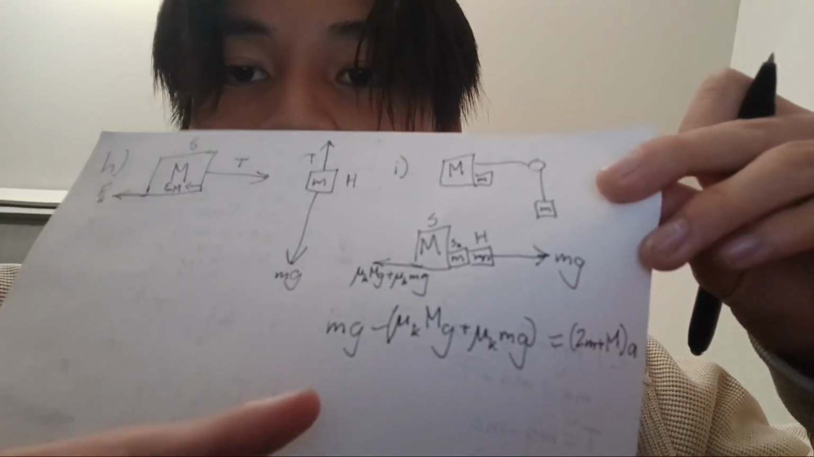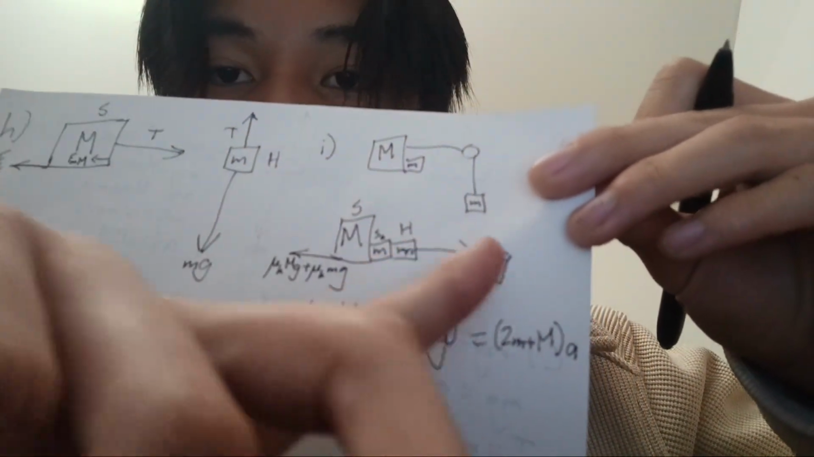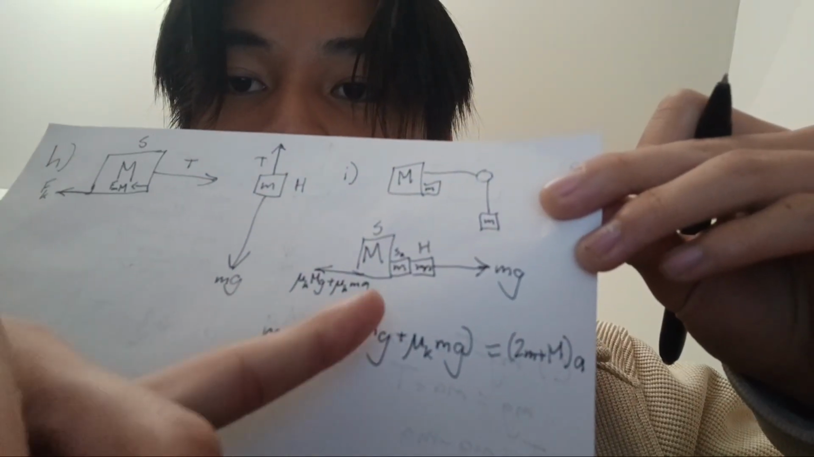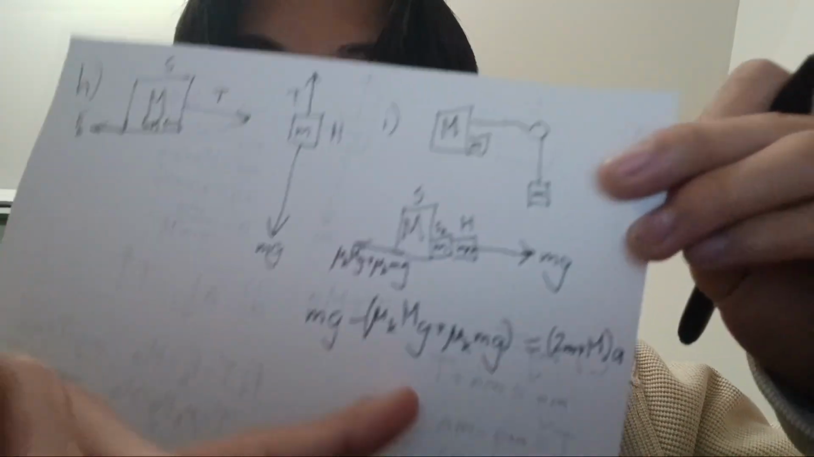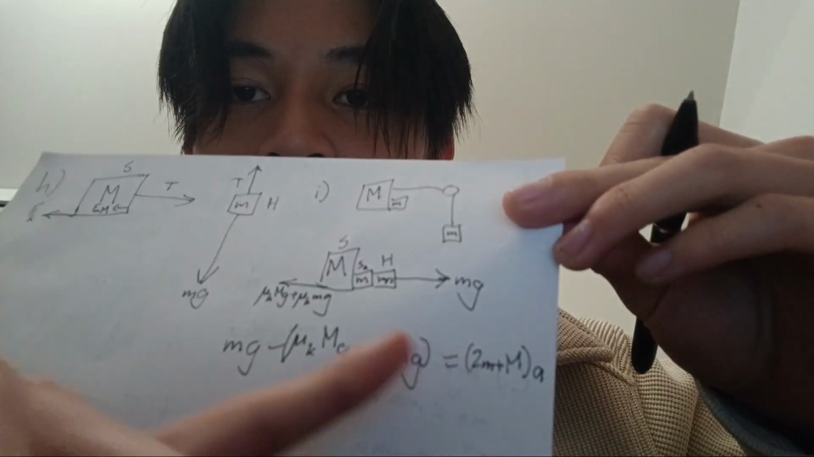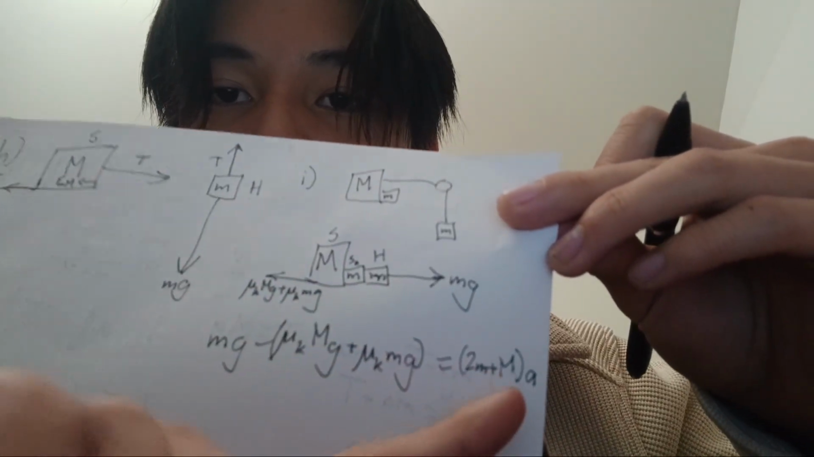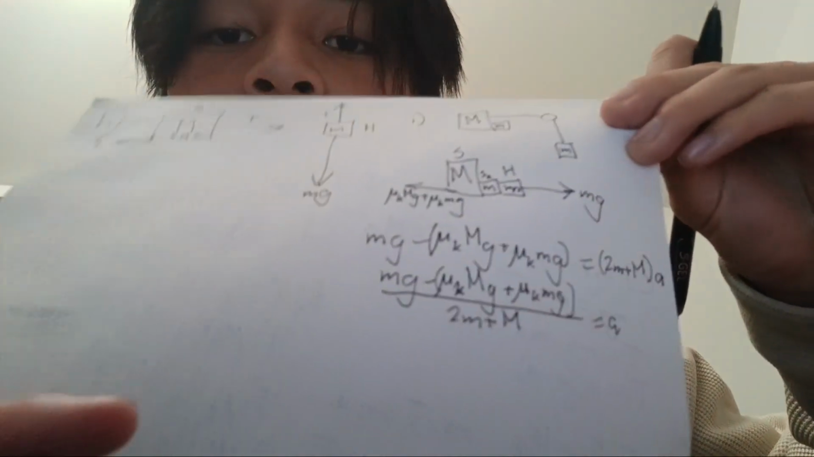Like this. So mg, which is the only force acting in the positive direction, minus the friction, the only force acting in the negative direction of the boxes, equals the total mass, which is 2m here, plus m, times the acceleration. And so if we want to find the acceleration, we just divide both sides by the total mass.